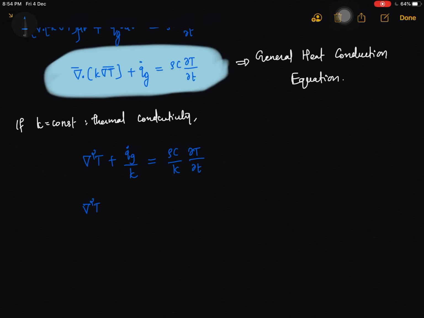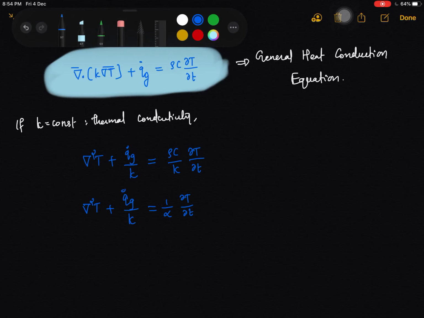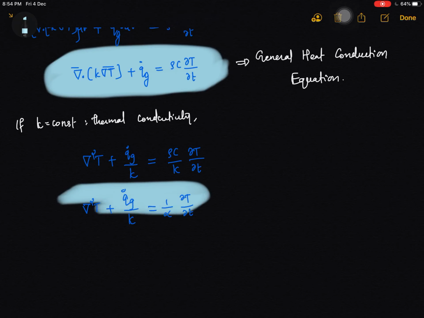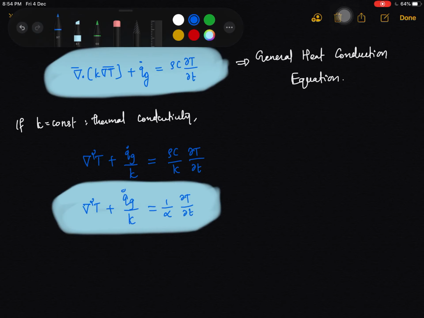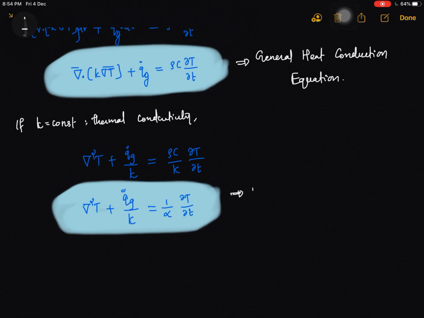So this equation can be further written as del square T plus Q dot G by K equal to 1 by alpha dou T by dou t. This particular equation is called the Fourier-Biot equation.